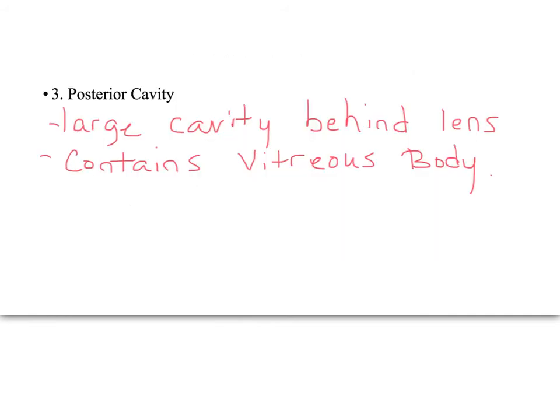Now the posterior cavity is going to be located behind the lens, and it is a large cavity, and it contains a very thick, almost jelly-looking substance called the vitreous body. Sometimes it's called the vitreous humor. So that fluid is really important because it fills up all of that space in the posterior cavity, and it also helps to keep the retina in position.